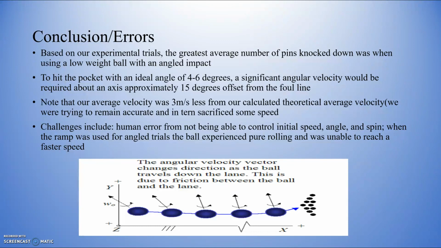Based on our conclusions, we found that the greatest average number of pins knocked down was when we used a low weight ball with an angled impact. We also found that the ideal angle of impact was 4 to 6 degrees, and a significant angular velocity would be required about an axis approximately 15 degrees offset from the foul line.